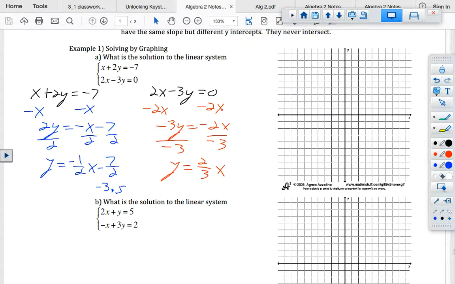Thomas, how'd you graph the blue one, the first one? So it's called the y-intercept. And this is my x-axis. This is my y-axis. Okay? So when we do the y-intercept, you're right, we do move 3.5 in a negative direction, but we move down. 1, 2, 3.5, okay?